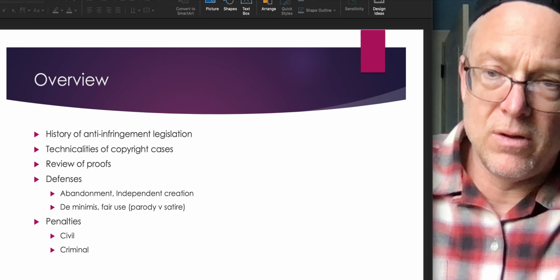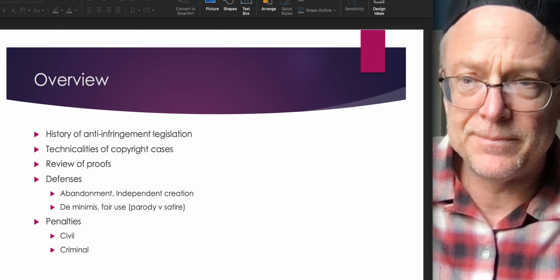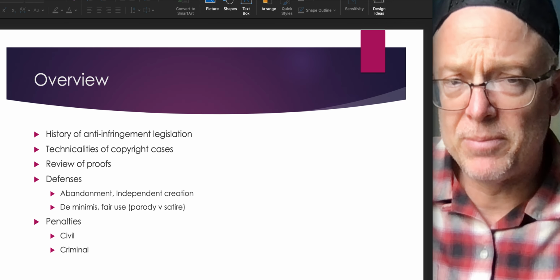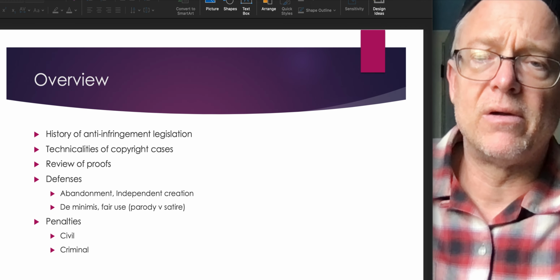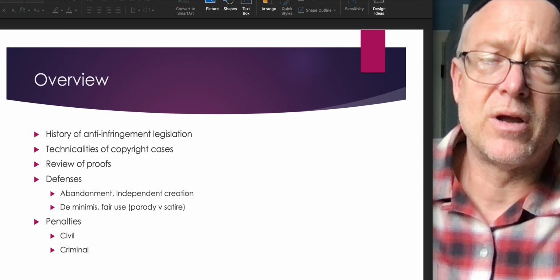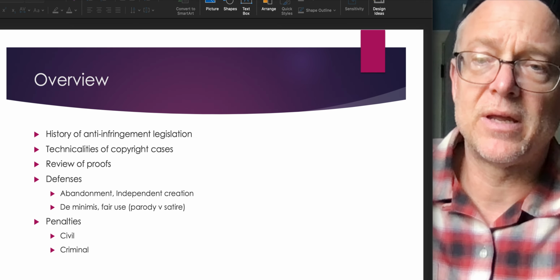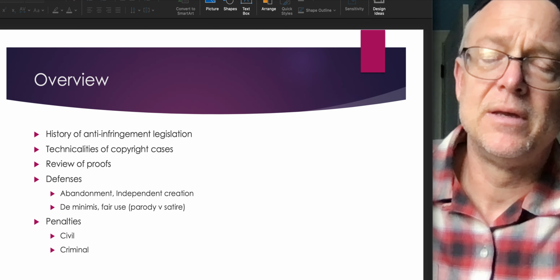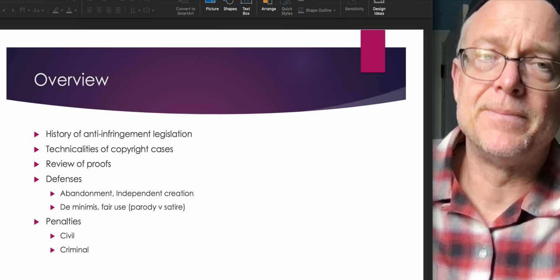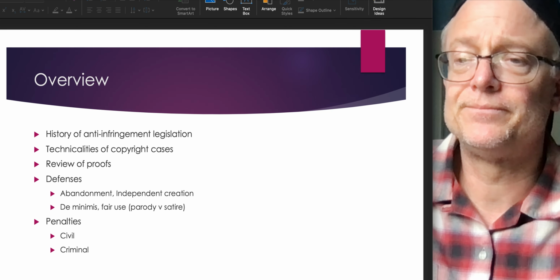Then we'll review the proofs that we saw last time. How do you actually prove a case of infringement in a court of law? And then what are the defenses? We'll go from weak defense to strong defense. We'll look at abandonment, independent creation, de minimis, and fair use, being some of the most controversial ones in particular.